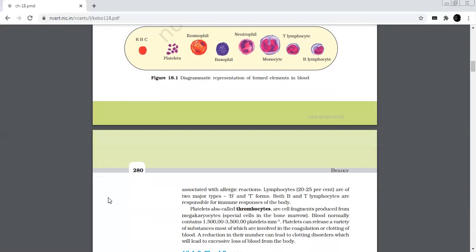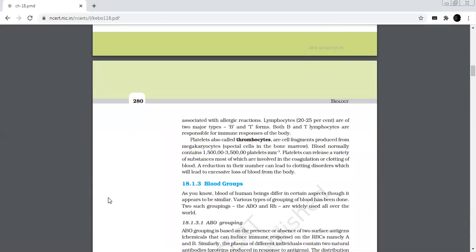Then let us come to the platelets. Platelets are cell fragments produced from megakaryocytes. The structure is oval-shaped, disc-like. Platelets contain mitochondria and Golgi bodies, and they help in coagulation of blood.